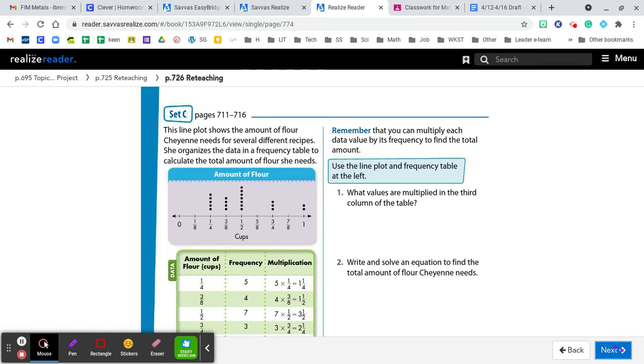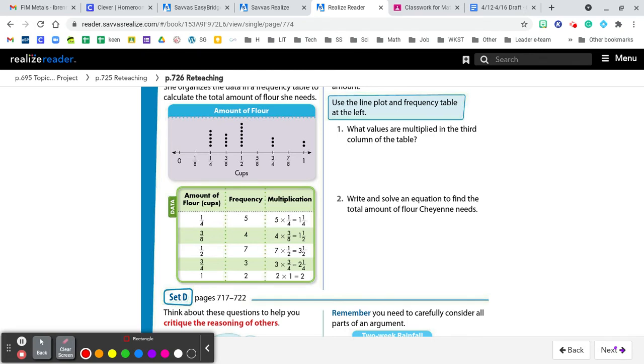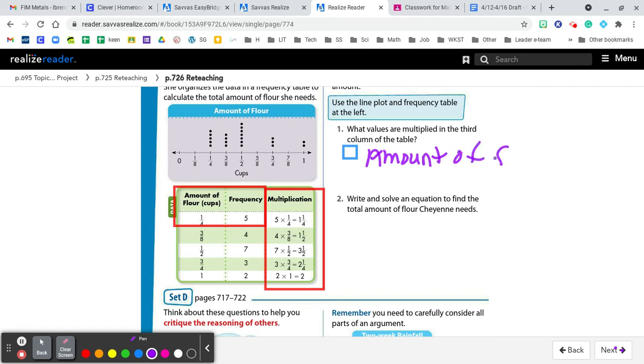And remember that you can multiply each data value by its frequency to find the total amount. So what values are multiplied in the third column of the table? So let me pull that up a little bit. What values are multiplied in the third column? We're multiplying amount of flour times frequency. So we're multiplying the amount of flour multiplied by frequency.